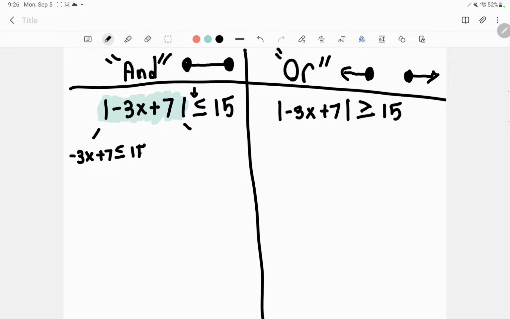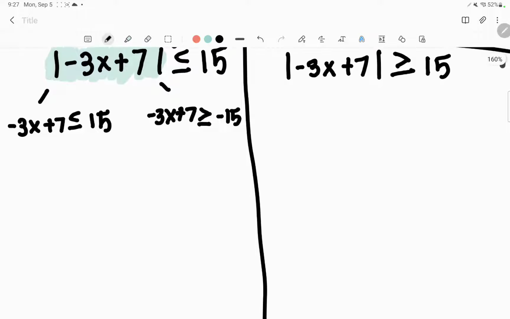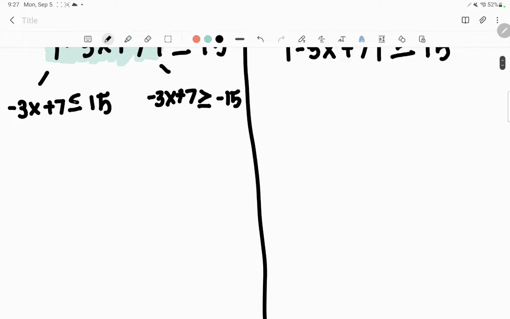And this is 15. Now, the second one, same thing. Negative 3x plus 7. Now, because I'm doing inequalities, I have to change the sign. And also I have to make my number on the outside negative. All right, that's how I'm going to set it up. That's the very first thing that you need to focus on. Now, we just need to go ahead and solve for x.